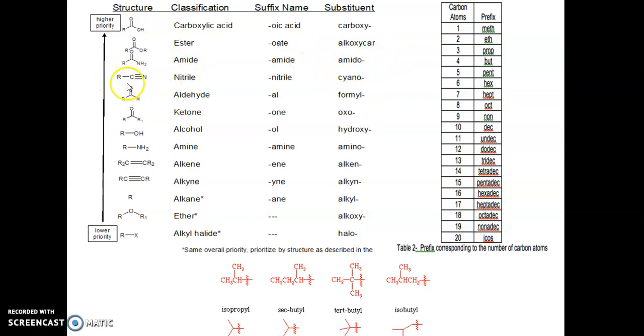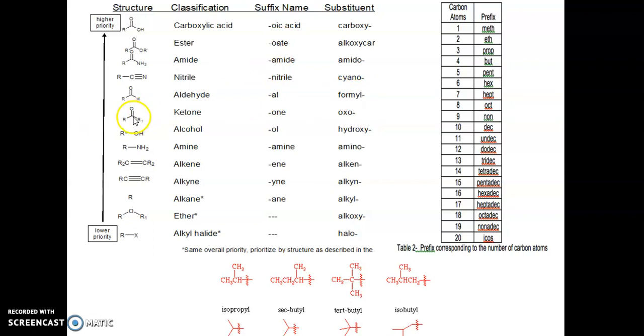RCN is called the nitrile group, CN, nitrile group. Okay, so the cyanide group is called the nitrile group. For the nitrile group, the suffix is nitrile, and when it is present as a substituent, the term is cyano. For aldehyde, the suffix is -al, and as a substituent it is formyl.